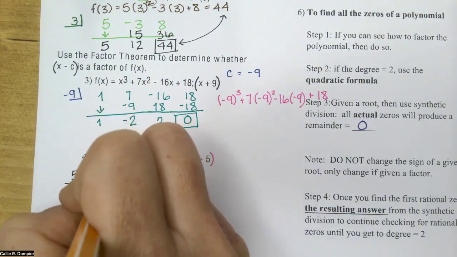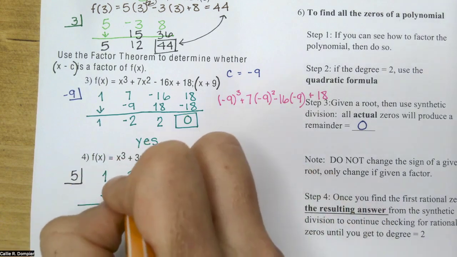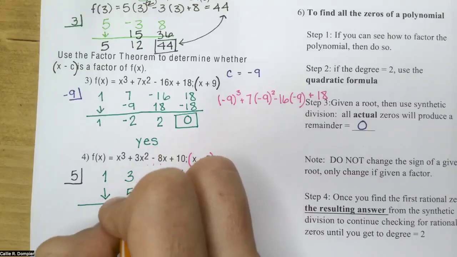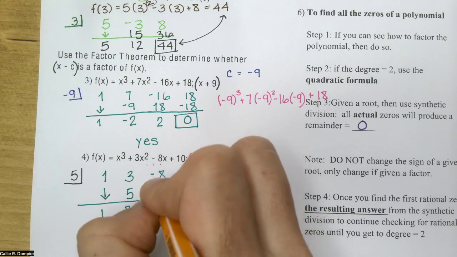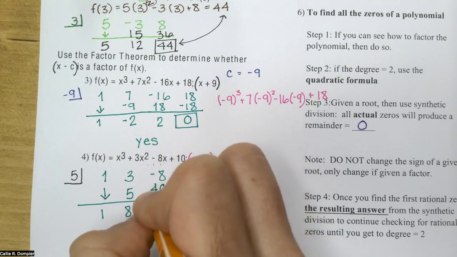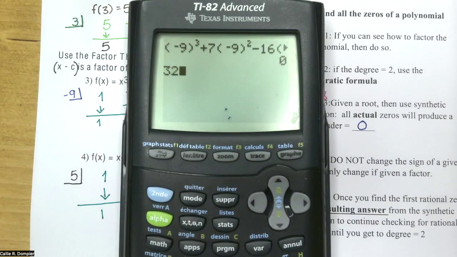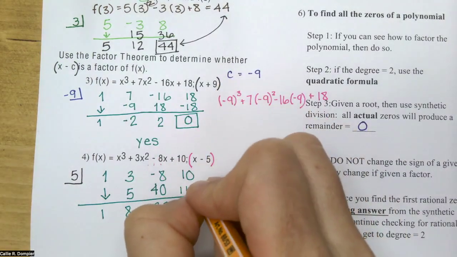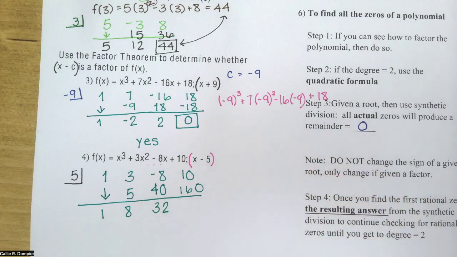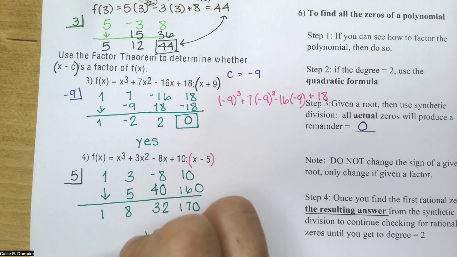Good. Take that 1, bring it straight down. Now multiply by c. 1 times 5 is 5. Combine 3 and 5 to get 8. 8 times 5 is 40. 40 minus 8 is 32. 32 times 5, 160. So that's not going to give us a 0, right? Going to give us 170. So that is not a factor.